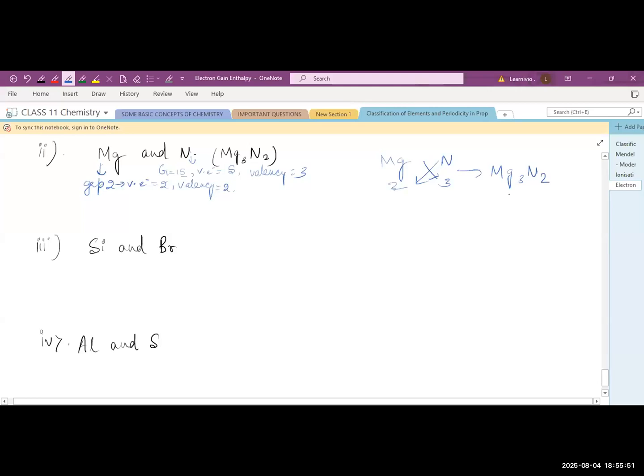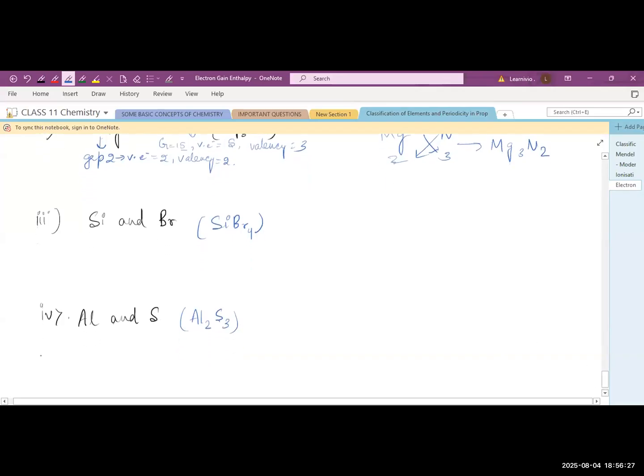Now for the third one, who will tell me? Yes, ma'am, SiBr4. Okay, very good. It's correct. And for the fourth one, Al2S3. It's very simple. You can do this type of question, right?